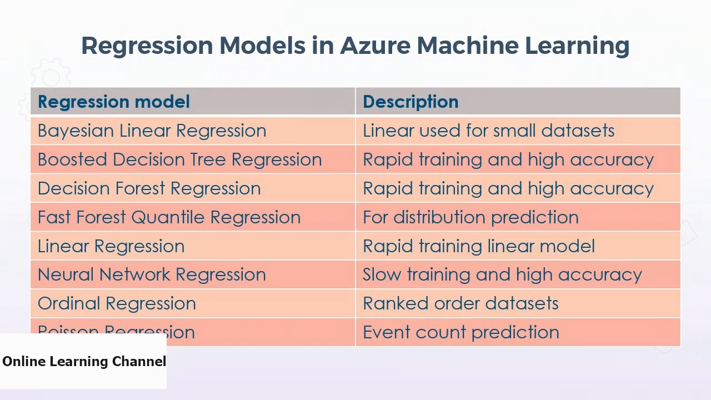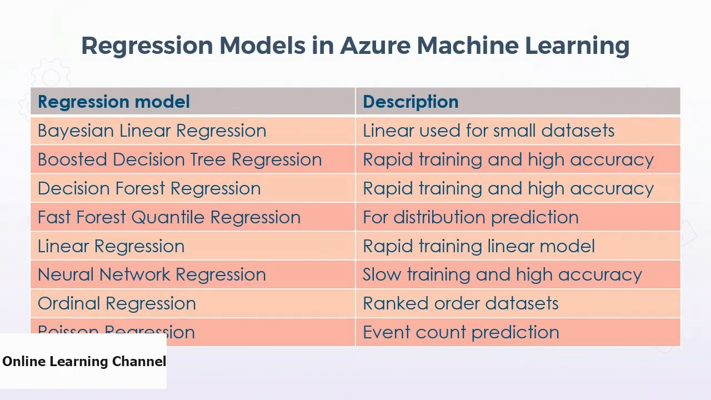The term boosted means that each generated tree is based on the last, and that typically means that you get a very high accuracy in the results. Then there's the decision forest regression. Now this is the same as the boosted decision tree strategy, except that each tree is not dependent on the last one. Now the fast forest quantile regression is a good strategy to use when you want to get more information about the distribution of the predicted value, rather than getting a single predicted result.